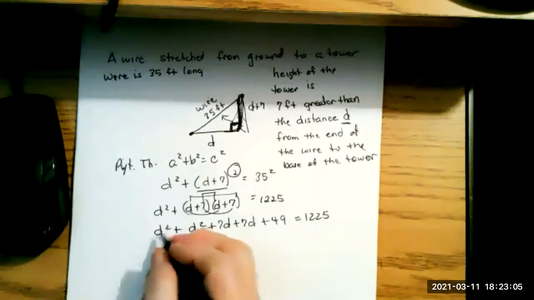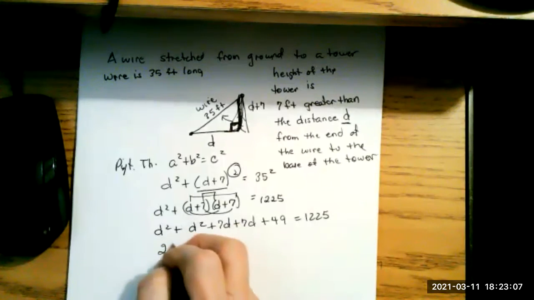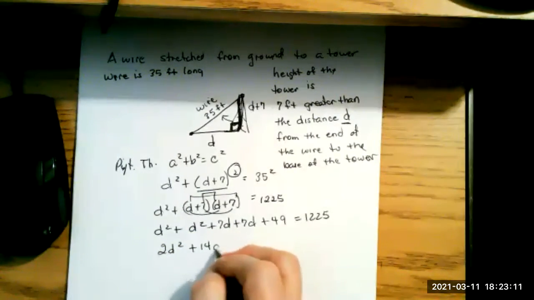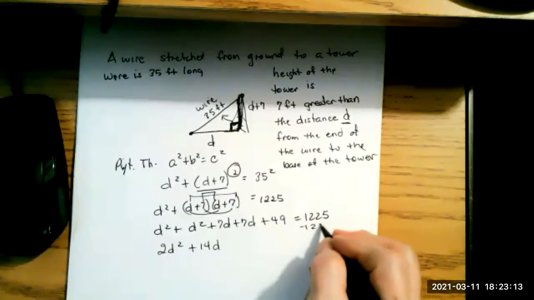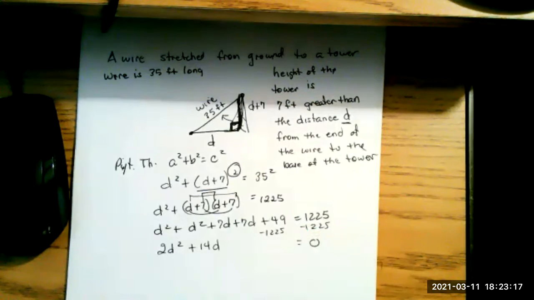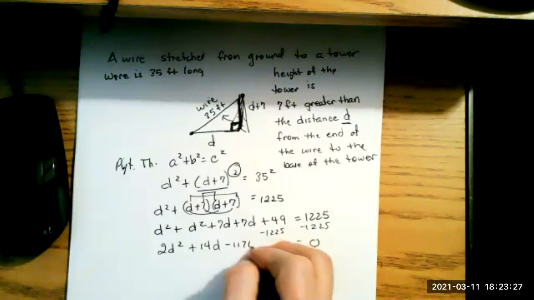Okay. 1D squared and 1D squared is 2D squared. 7D and 7D is 14D. And I'm going to subtract this 1225 to set this equal to 0 over here. So 1225 and 49, that's positive, is negative 1176.